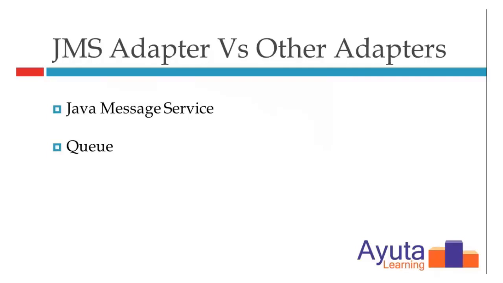Now JMS adapters are the best where an asynchronous interface has to be implemented, since we can guarantee the delivery of a message even if the target system is not up. Otherwise file adapters and DB adapters would have failed in this situation, since they cannot hold the data like JMS can. So in this type of asynchronous interfaces, JMS adapter and the JMS queues are the best fit for such a type of designs.